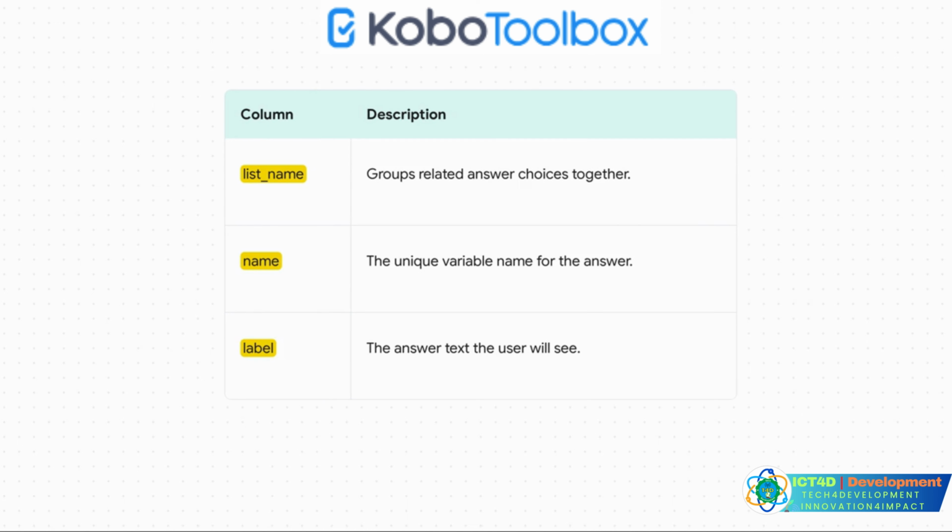Now, for our ingredients on the choices sheet. It also has 3 mandatory columns. The first one, list name, is the magic glue. It groups your answers together under one name, like yes_no options, or country list. Then you have name, which is the unique data value for each choice. And finally, label, which is the actual text the person sees and taps on, like yes, no, or Canada.